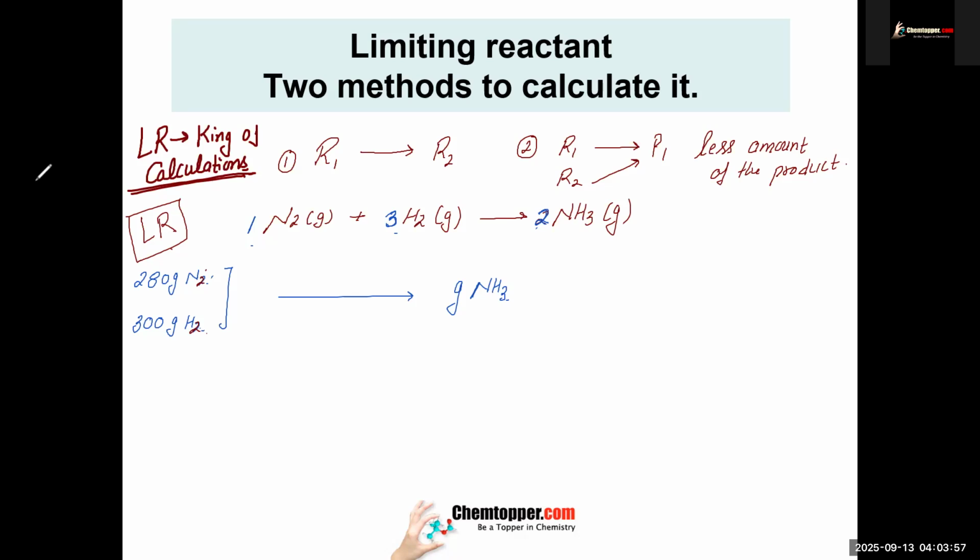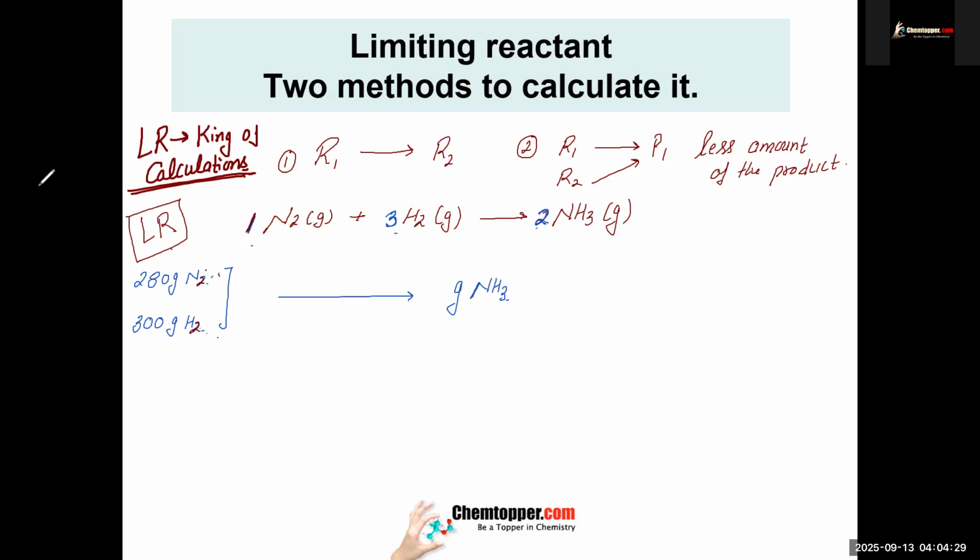So how to do it now? Kuvar? We have the ratio of 1 to 3 for N2 to H2, so we know that H2 is going to be the limiting reactant. Why? Because once you use 100 grams of N2. Kuvar, see here. This is the molar ratio, not the grams ratio.